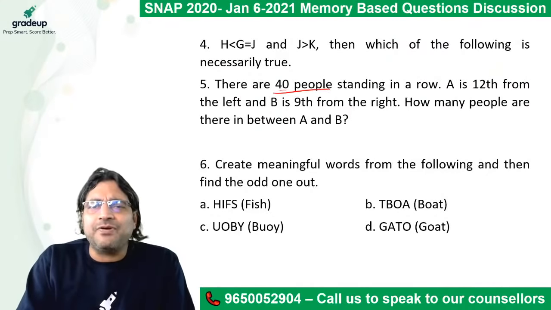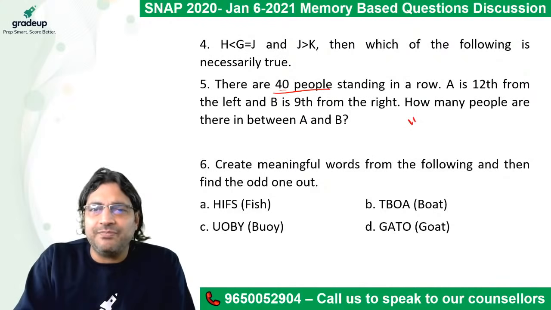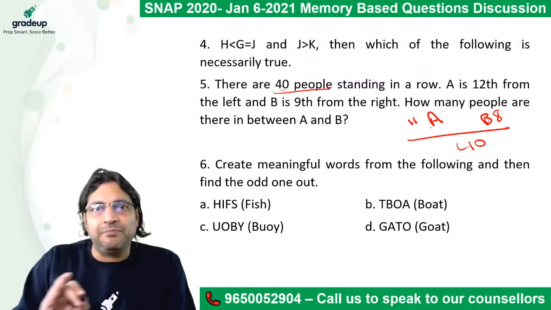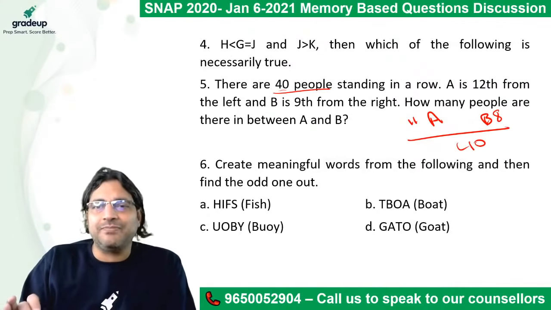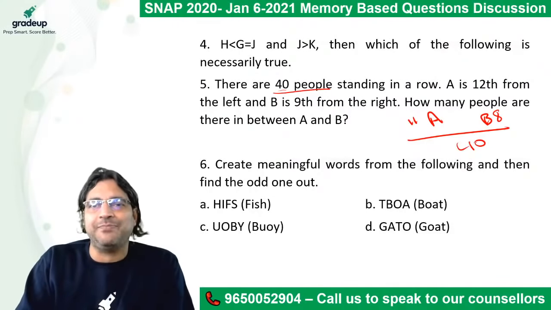There are 40 people standing in a row. A is 12th from the left, so 11 people here and then A. And B is 9th from the right, so 8 here and then you have B. The total number of people is 40. And mind you, B cannot be to the left of A. That is impossible. So A has to be to the left of B, otherwise you would not be able to get 40 people.